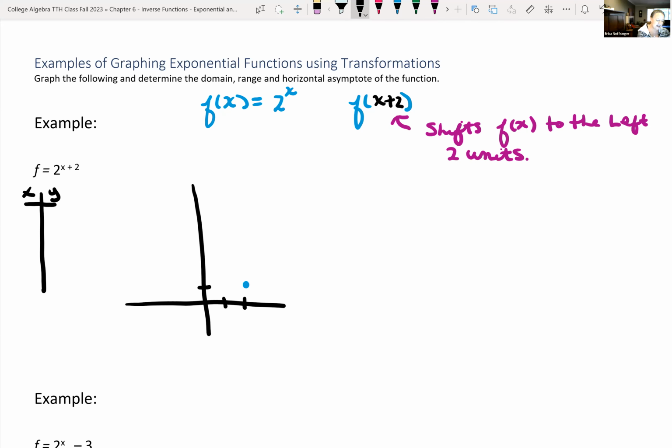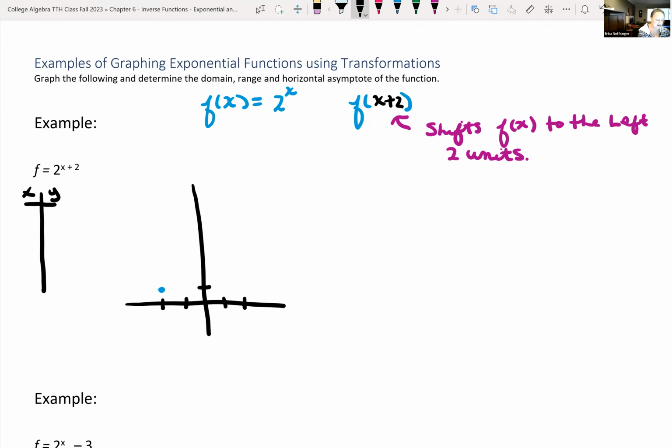So let's say that we plugged in, and I said left 2 units, but I went right 2 units. And I just noticed that as I'm trying to plot in points, I'm getting an error.